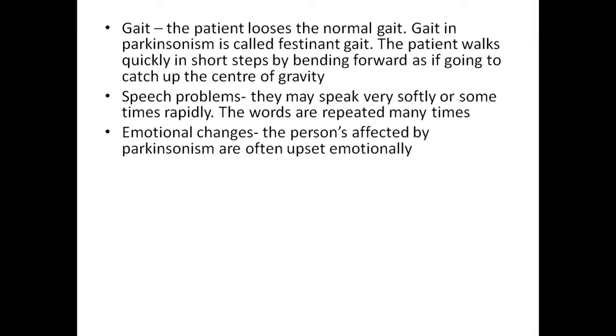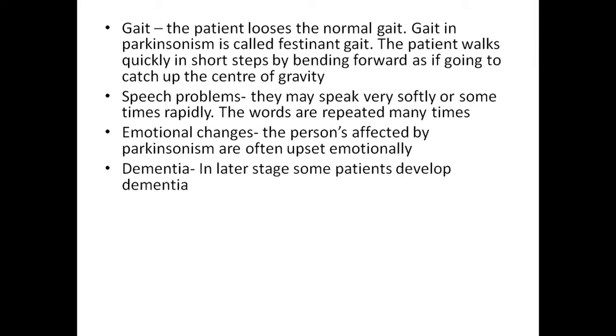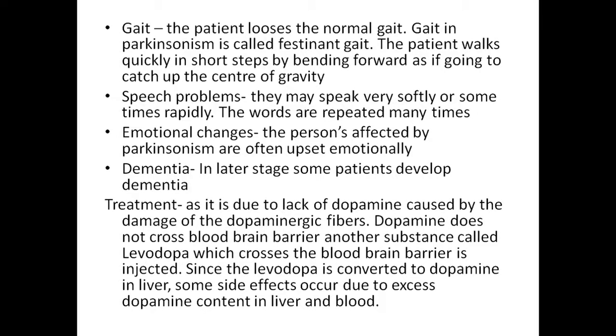Emotional changes. Persons affected by Parkinsonism get upset emotionally. Dementia. In later stages, some patients develop dementia. Treatment. It is due to lack of dopamine caused by damage of dopaminergic fibers. Dopamine does not cross the blood-brain barrier. Another substance called levodopa, which crosses the blood-brain barrier, is given. Since the levodopa is converted to dopamine in the liver, some side effects occur due to excess dopamine content in the liver and in the blood.